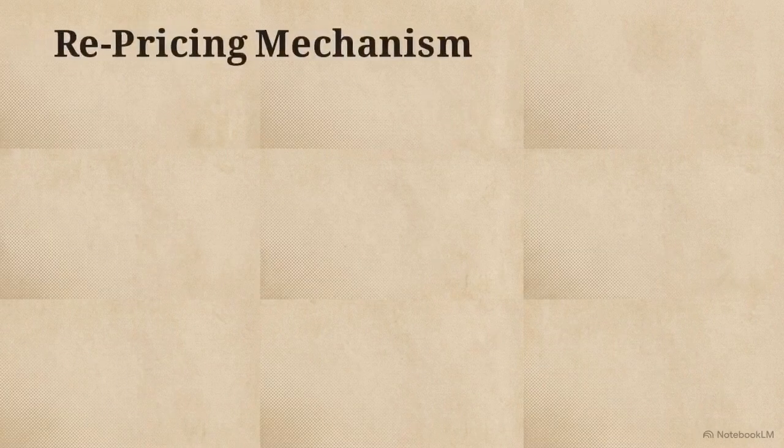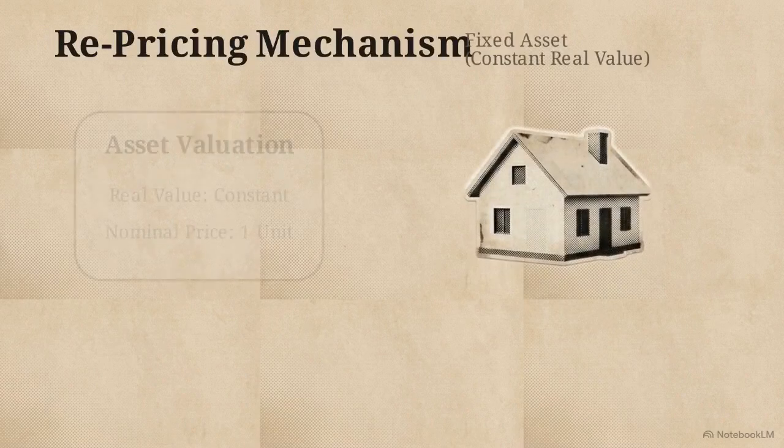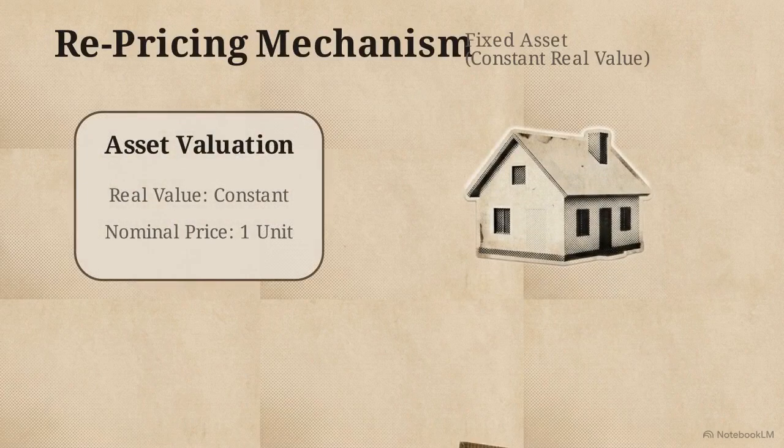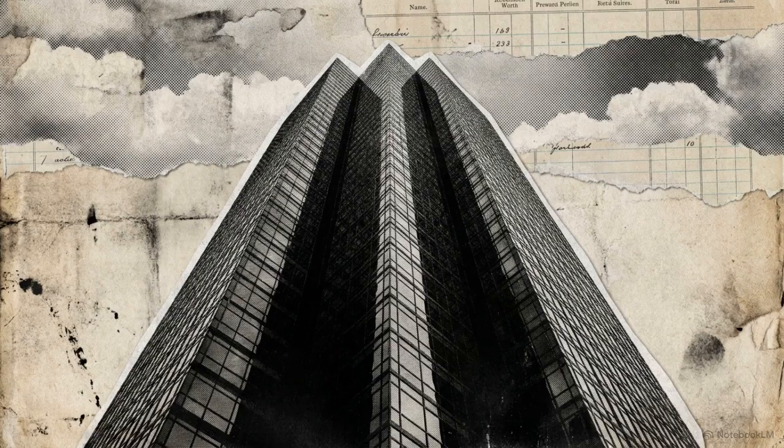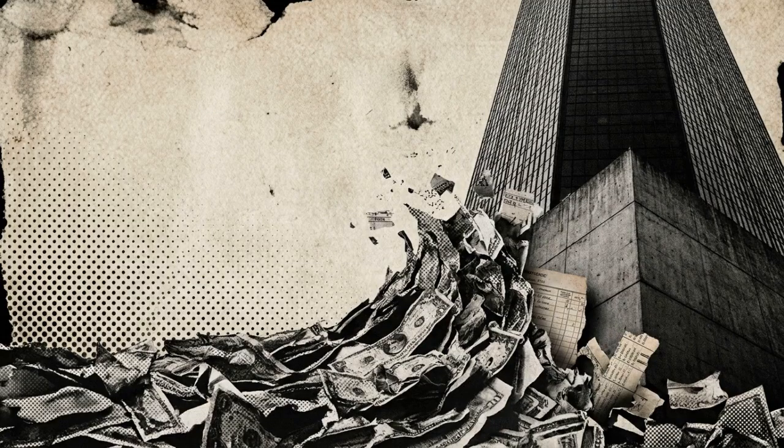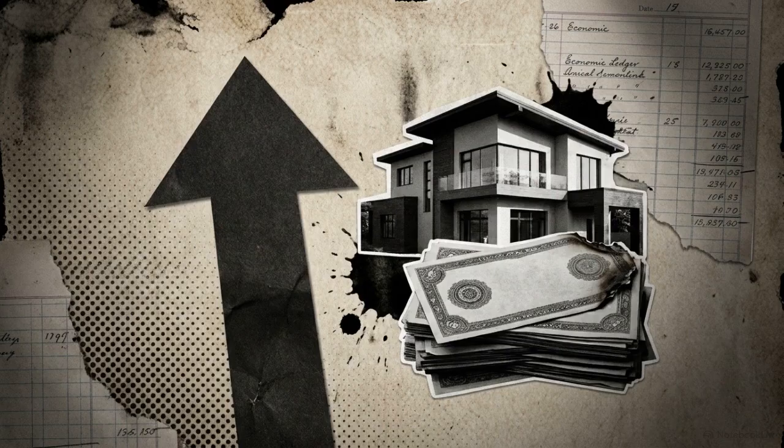This diagram shows the logic of the repricing mechanism. It features a fixed physical asset being measured by a ruler that represents the currency. When the currency loses value, that ruler shrinks, requiring more units to cover the same physical space. Under these conditions, real estate doesn't crash. The currency crashes into the real estate. The resulting price surge is a mathematical result of a broken measuring stick, rather than a loss of physical wealth.